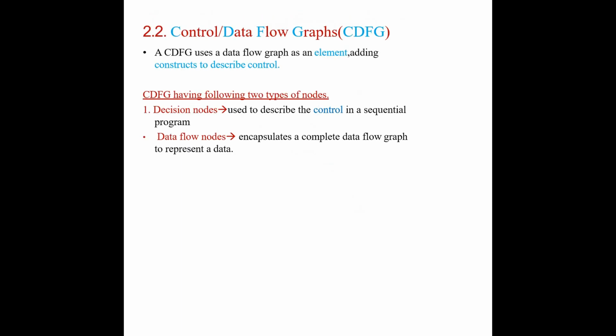Then the control data flow graph. The control data flow graph uses the data flow graph as an element, adding constructs to describe control. The CDFG has the following 2 types of nodes, that is decision nodes and data flow nodes. The decision node is used to describe the control of a sequential program. Then data flow nodes encapsulate the complete data flow graph to represent data.